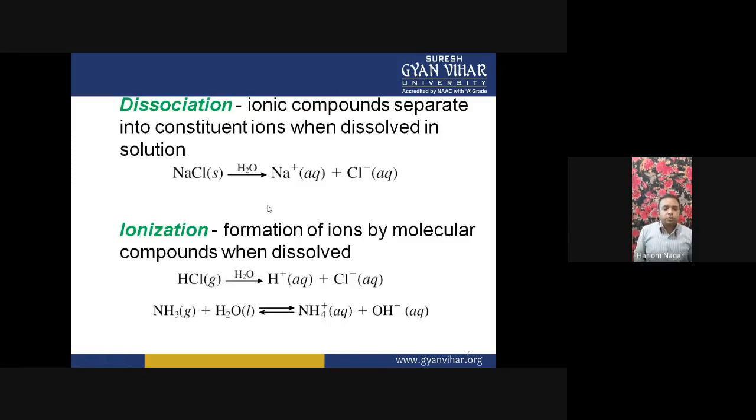Now the next terminology used in electrolytic solutions, or in electrochemistry, is dissociation. Ionic compounds separate into constituent ions when dissolved in solution. This is the ionic compound initially, and it separates into its constituent ions. The constituent ions in NaCl are Na plus and Cl minus, so it dissociates into Na plus and Cl minus ions.